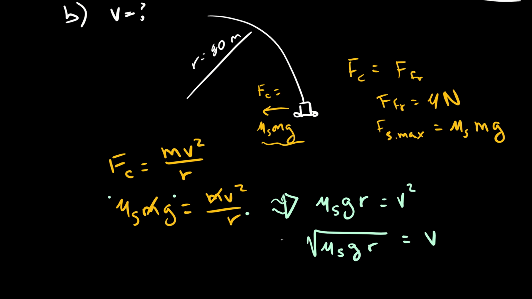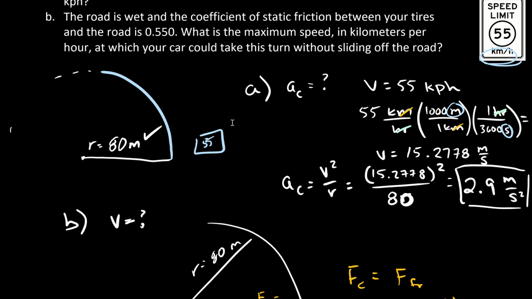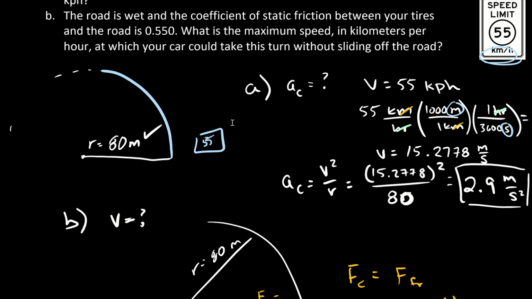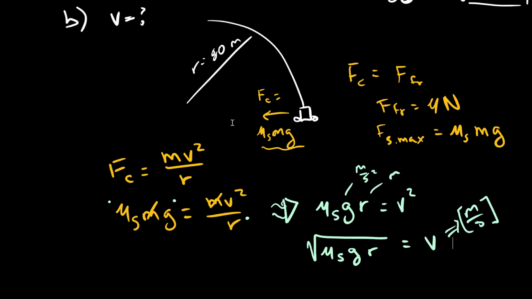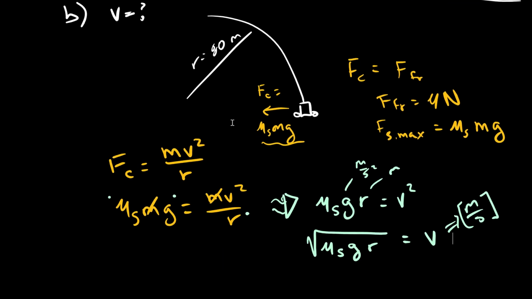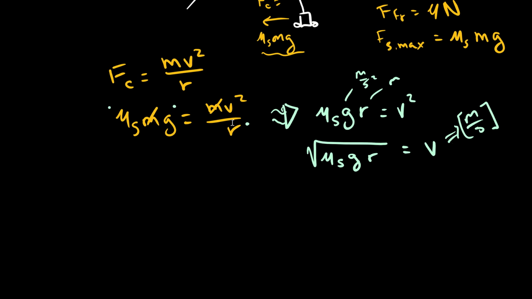So we're going to plug in mu s, we're going to plug in g in meters per second squared, and we're going to plug in r as meters. So the answer for v that we're going to get is going to be meters per second. So let's keep that in mind. Meters per second will be the units that we get when we plug into this equation. And the problem is asking, I think, in kilometers per hour. So we're going to have to do a conversion at the end to get back to kilometers per hour, but that'll be fine. Okay, so we plug our numbers in.